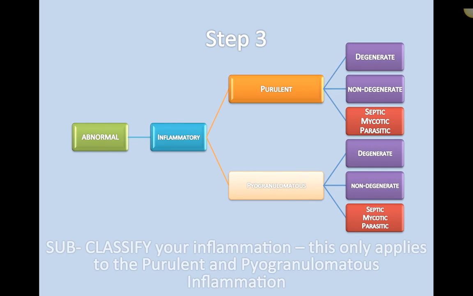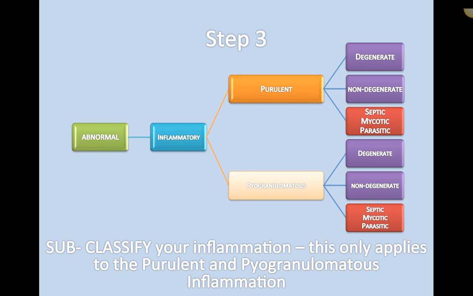Alright, so step 3, we have to subclassify. If it was too easy, going what we've done so far, I'm sure it was much too easy, we're just going to bump it up a notch and subclassify further. The two categories that we subclassify for are purulent inflammation and pyogranulomatous inflammation, mainly because the neutrophils are of interest mostly. So when we get a purulent or pyogranulomatous inflammation, we want to subclassify it and note, are the neutrophils degenerate or non-degenerate?